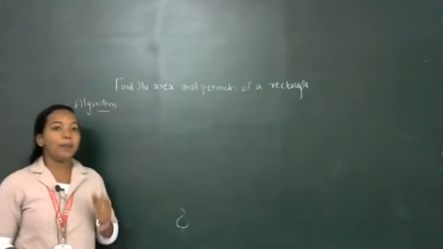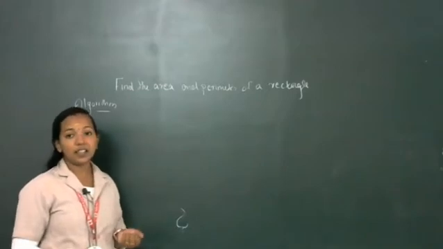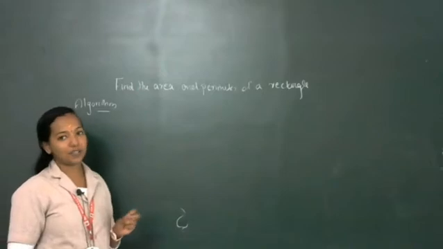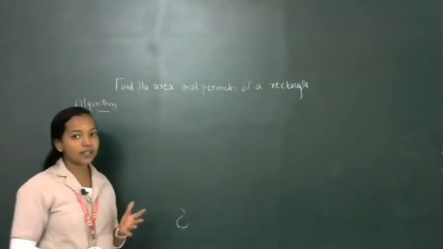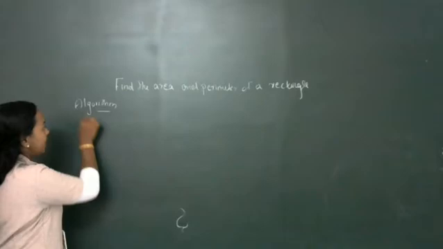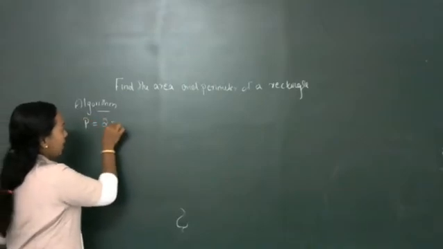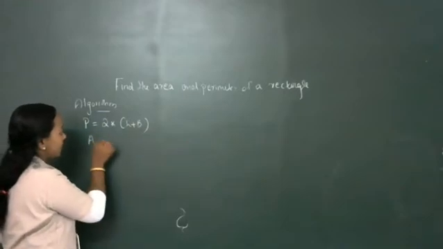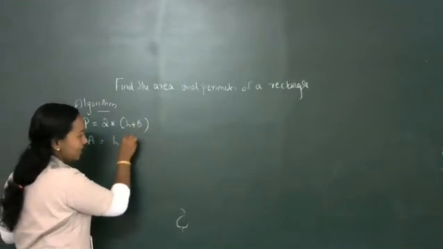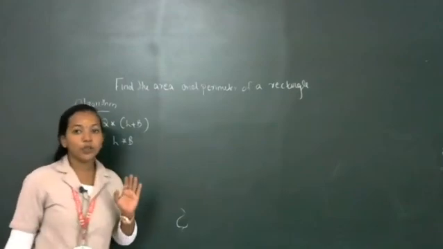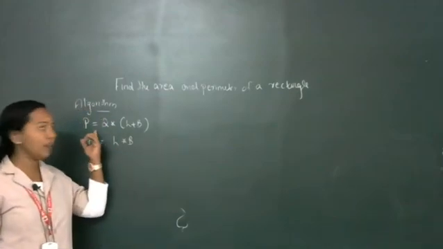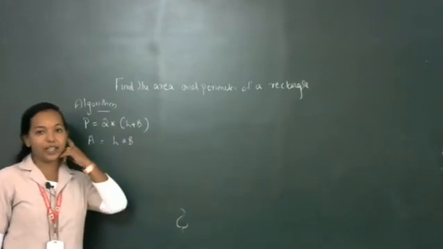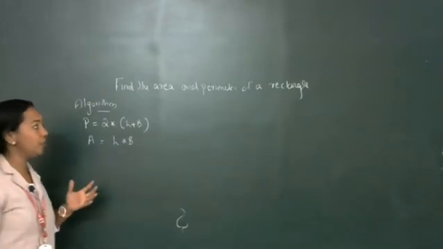To find the perimeter of a rectangle, what is the equation? Perimeter P is equal to 2 star L plus B, that is, length plus breadth. Then to find the area of a rectangle, A is equal to L star B. So we know the equations: perimeter 2 star L plus B and area A equals L star B. That is the equation I am going to use.